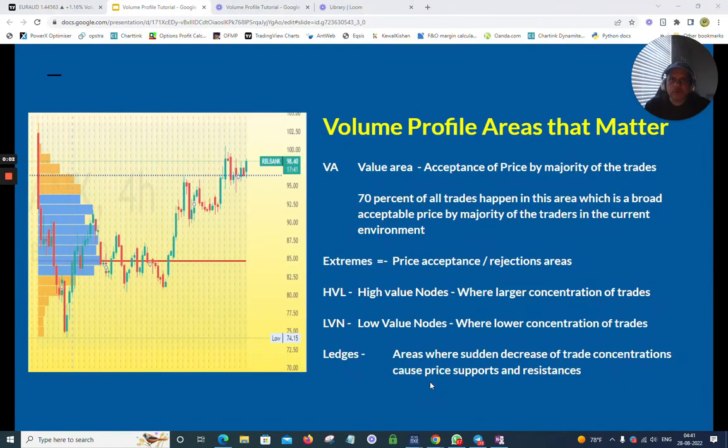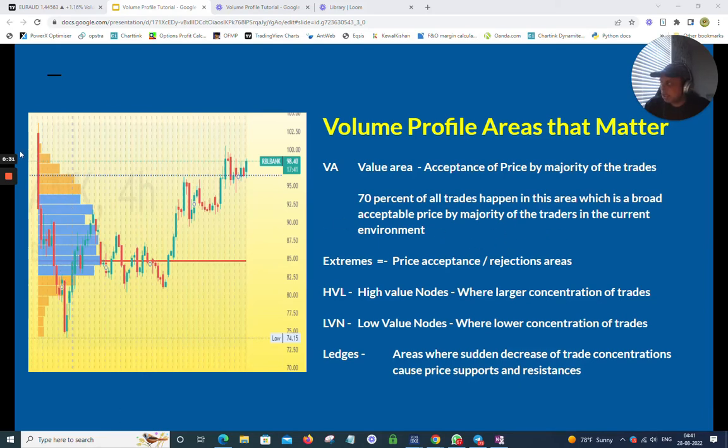So before we go into the actual explanations and the setups, let's take an overview of what we've covered until now in this video. In the volume profile, what are the areas that matter? Like we said, the value area is the one that gives us the immediate understanding, the area of balance. The value area contains 70% of all the trades that happened.